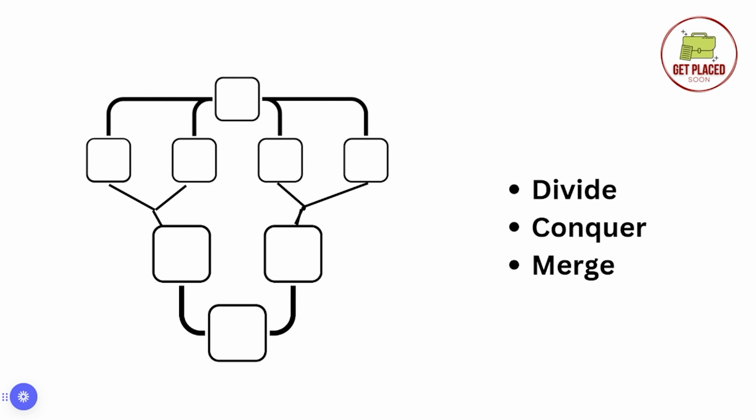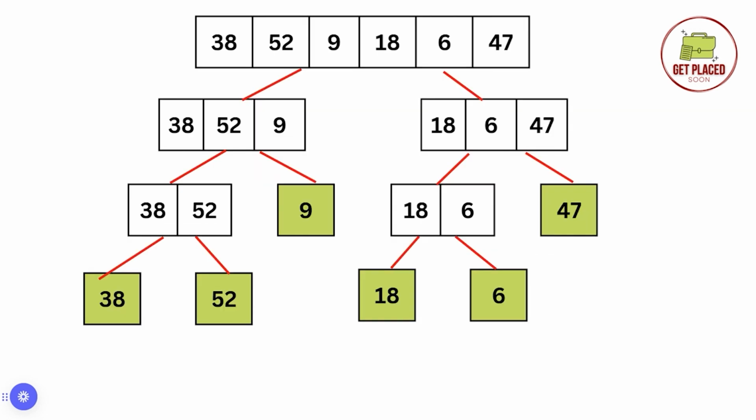Let's take an example and look at how merge sort works clearly. Here you can see there are 6 elements in this unsorted array. The first step is to divide, right? So we divide this unsorted array into two parts of 3 elements each. Take the left subarray and divide it again into halves. So 38, 52 and 9.